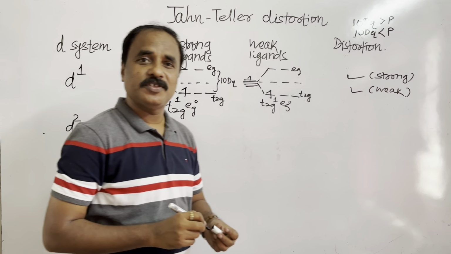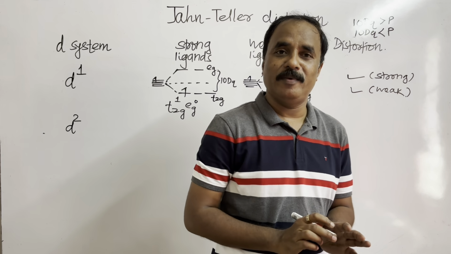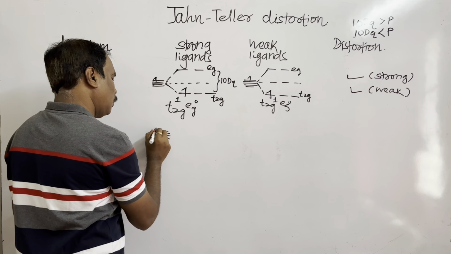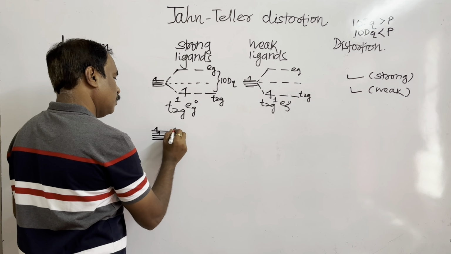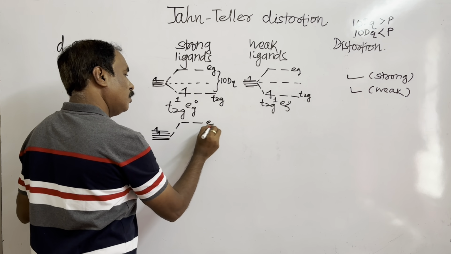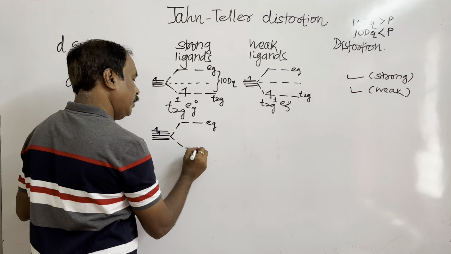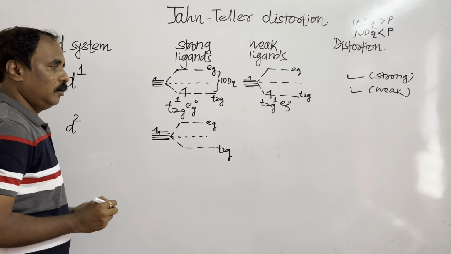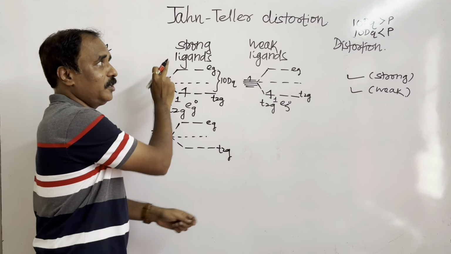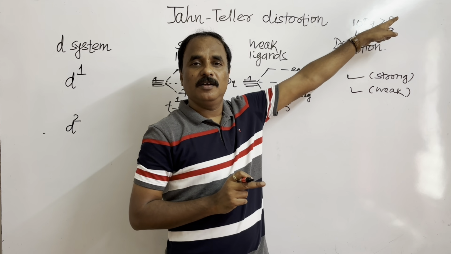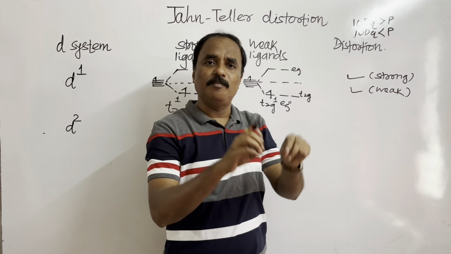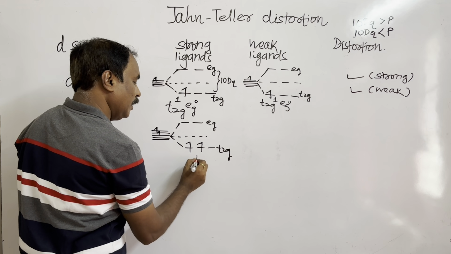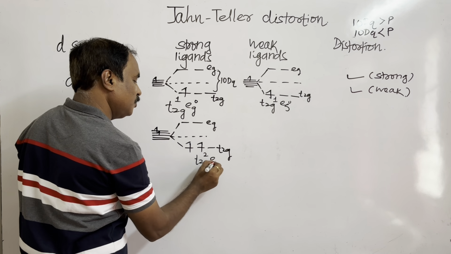and 2 electrons are present in d atomic orbitals. Again splitting, so here 2 electrons are there, splitting, eg and t2g. Now, in case of strong ligands, what is the relation? 10dq is greater than p. And the first 3 electrons compulsorily enter in t2g. So both electrons will enter in t2g. Electronic configuration is t2g2 and eg0.